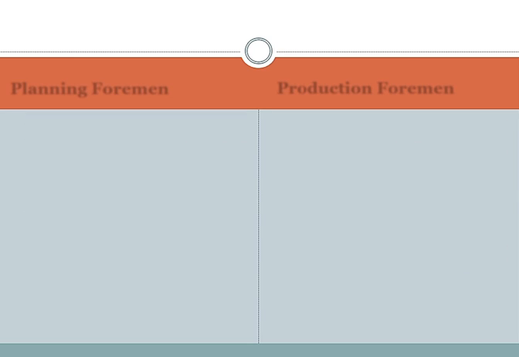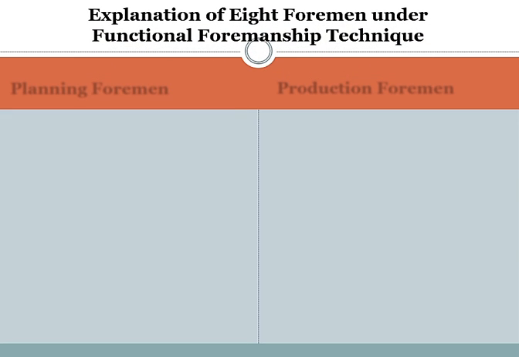So this is all about how functional foremanship will work in the organization. Coming towards the classification and subdivisions of functional foremanship, and the major categorization of functional foremanship in a formal organization by Frederick Winslow Taylor. Explanation of 8 foremen under the functional foremanship technique.